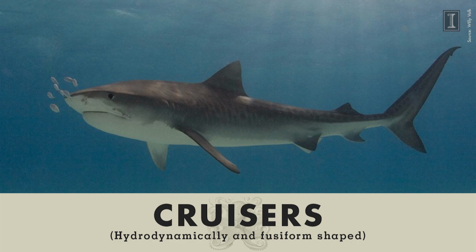The cruisers, these guys are kind of gorgeous, I think. These are really hydrodynamically shaped fish. So they're really sleek. They have that fusiform body shape. They can cut through the water really easily. And what cruisers are thought to be able to do is just go for miles underwater in our vast oceans on Earth here, with very little expenditure of energy. So these are our cruisers.